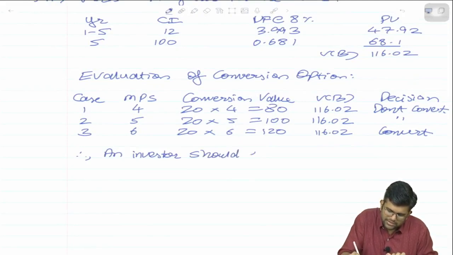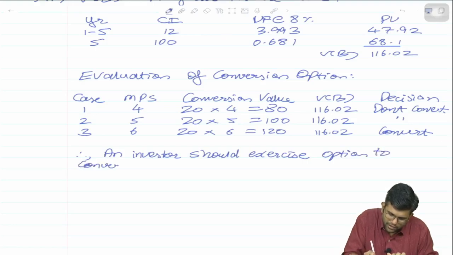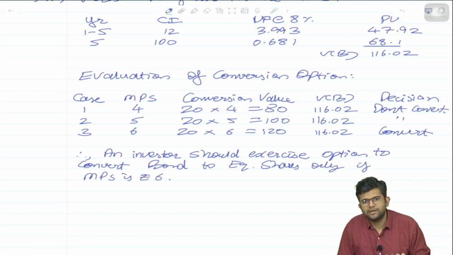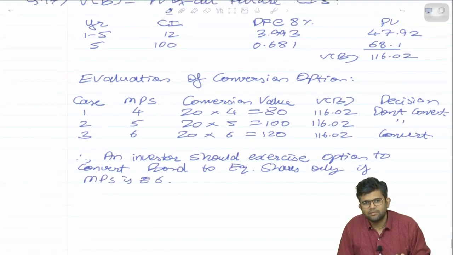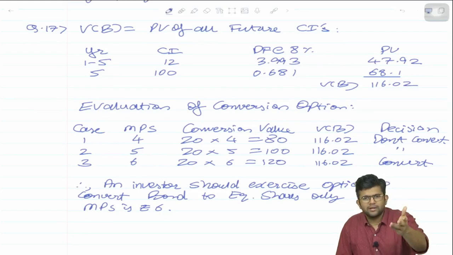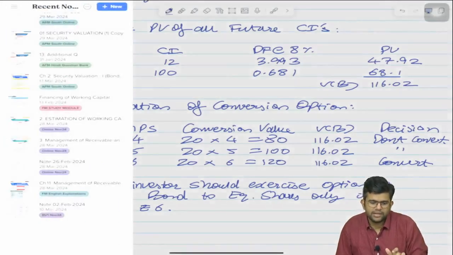So I'll write therefore: an investor should exercise option to convert bond to equity shares only if market price per share is rupees 6. Everyone clear? In 4 and 5 there is no point in converting. Read the question once. Now are you understanding? Check please.